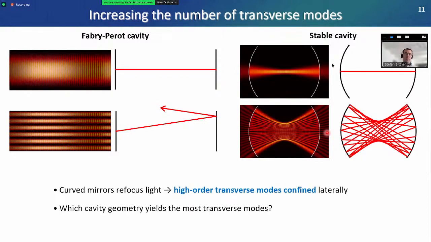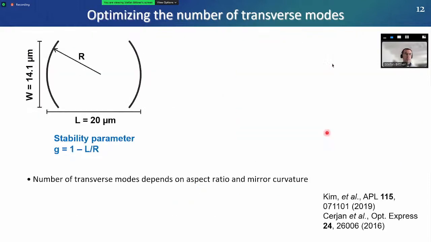Now, in detail, we have to take a look at how to optimize this cavity geometry to have the most transverse modes possible. For this, we did simulations with a smaller cavity. So we considered a cavity 20 micron long and 14 micron wide. And then we varied the radius of curvature of the mirrors. So we parameterize this with the so-called stability parameter, g equal to 1 minus the length divided by the curvature radius.